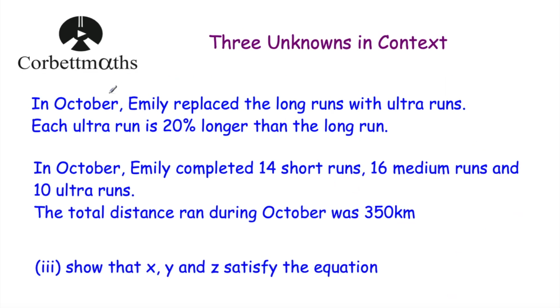So we're then told in October, so we're jumping through a few months here, maybe her race is next year. We're told in October, Emily replaced the long runs with ultra runs, and each ultra run is 20% longer than a long run.